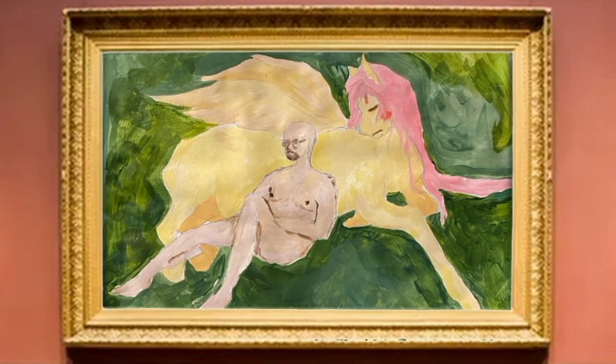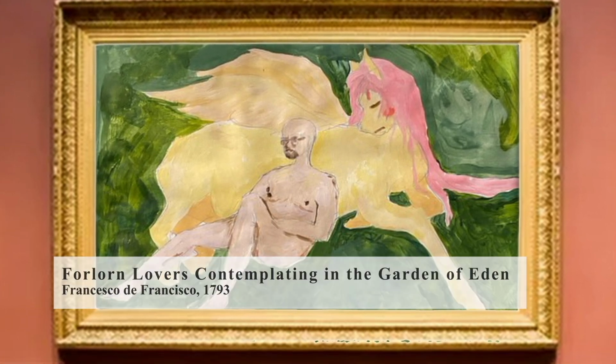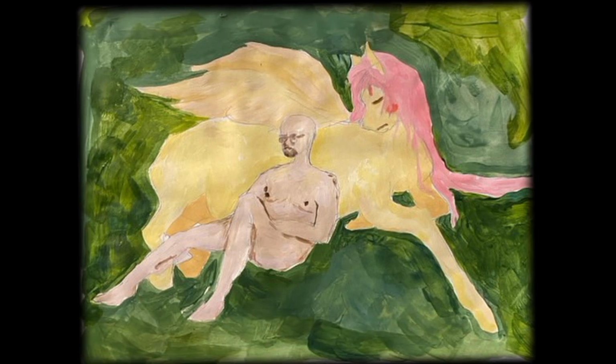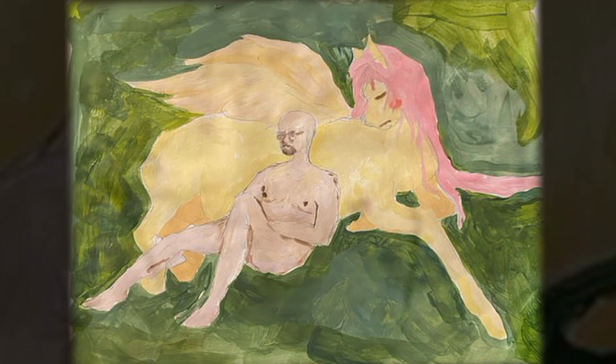Okay, so our next painting is Forlorn Lovers, Contemplating in the Garden of Eden by Francesco del Francisco. Look at the way the artist uses the oil on canvas to very much represent the different textures that these would look like in reality. Look at the skin of the human figure. Look how it contrasts to the texture of the fur on the My Little Pony, as well as the feathers. These various textures really give the sense of realism, and then look at the painterly brushstrokes.